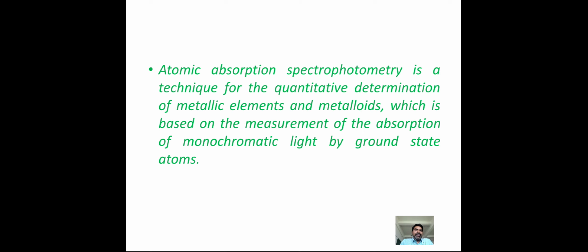So atomic absorption spectrophotometry is a technique for the quantitative determination of elements and metalloids, based on the measurement of absorption of monochromatic light by ground state atoms. In atomic absorption spectrophotometry, there is an instrument called an atomic absorption spectrometer, which measures the extent of the energy absorbed by ground state atoms.